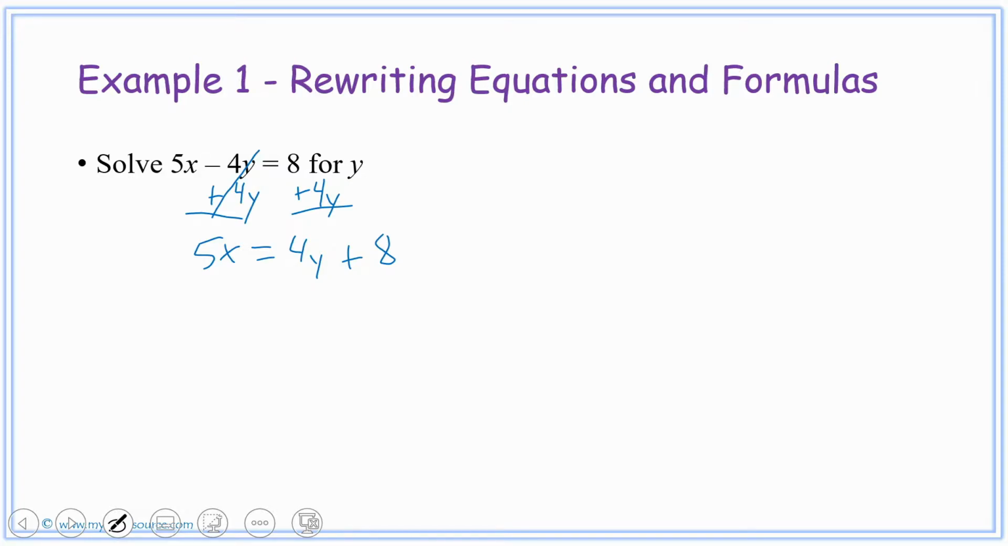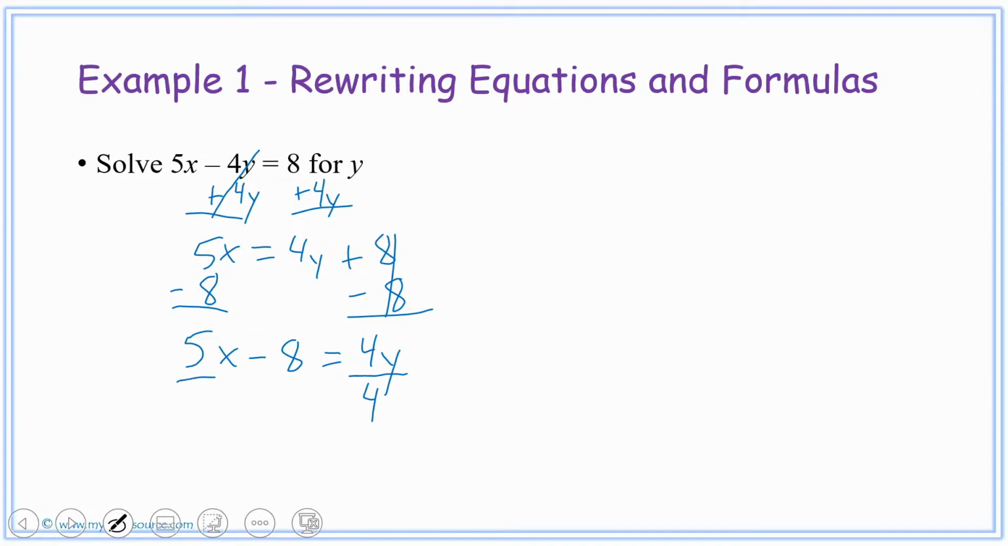Then we can move the 8 across because we want the y by itself. And so we do the opposite operation, the same number, and what we do to one side of the equation, do to the other. And so these 8's will cancel out, and we will have on the left side, 5x subtract 8 equals 4y. Now we just need to get the y by itself, and the operation that's holding that term together, as we learned before, is multiplication. So we do the opposite operation, which is division, the same number that I want to remove, and what I do to one side of the equation, I do to the other.